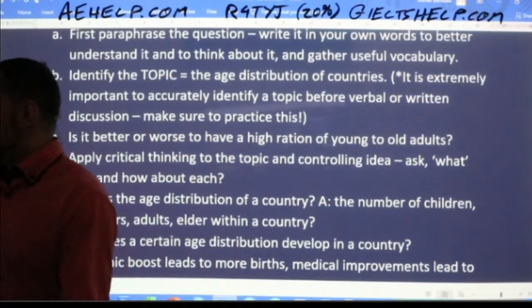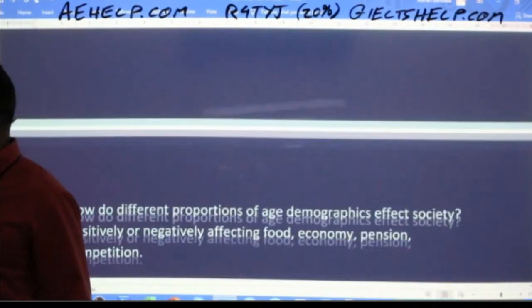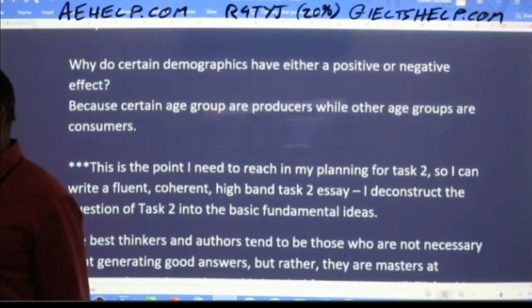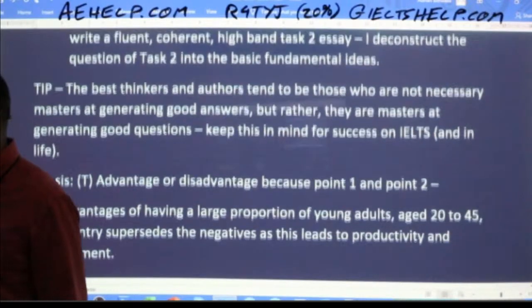Okay. All right. So stay focused, everyone. Let's focus on this essay. If you have questions about other topics in IELTS, you can just send me an email.